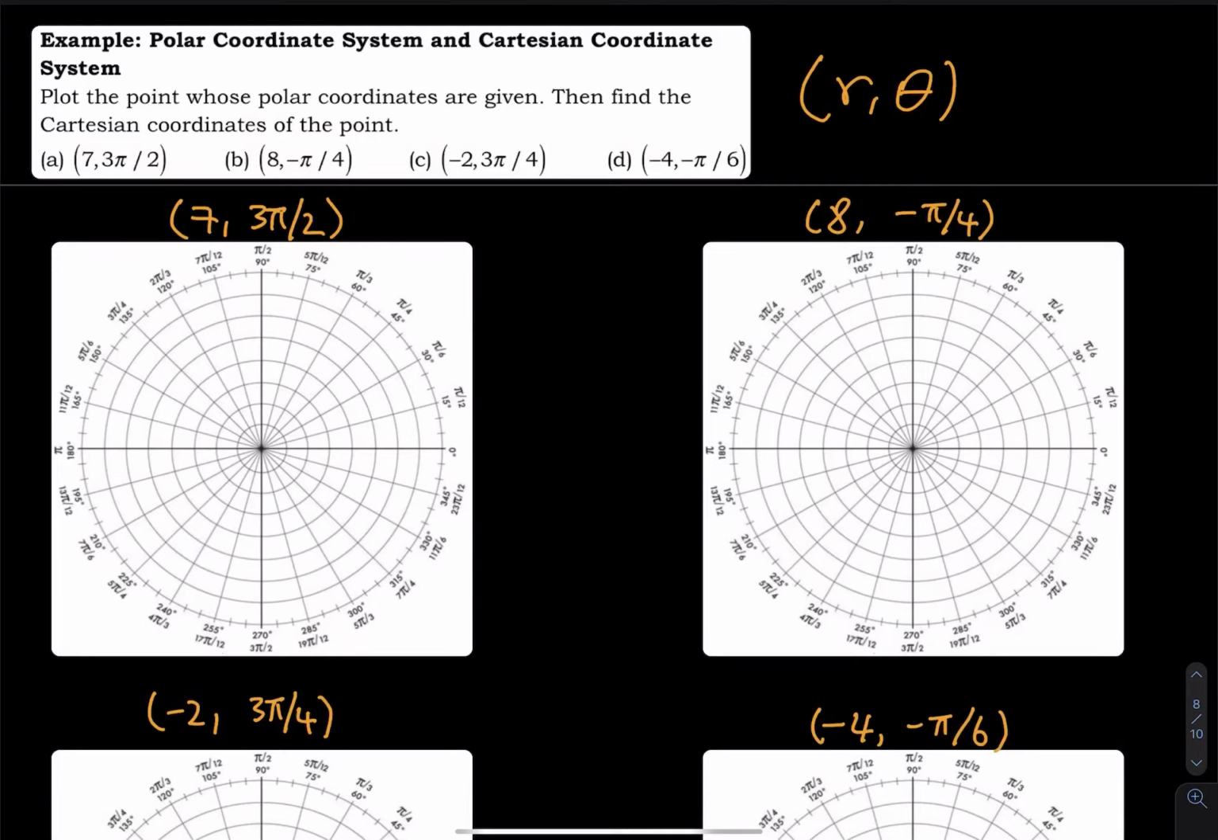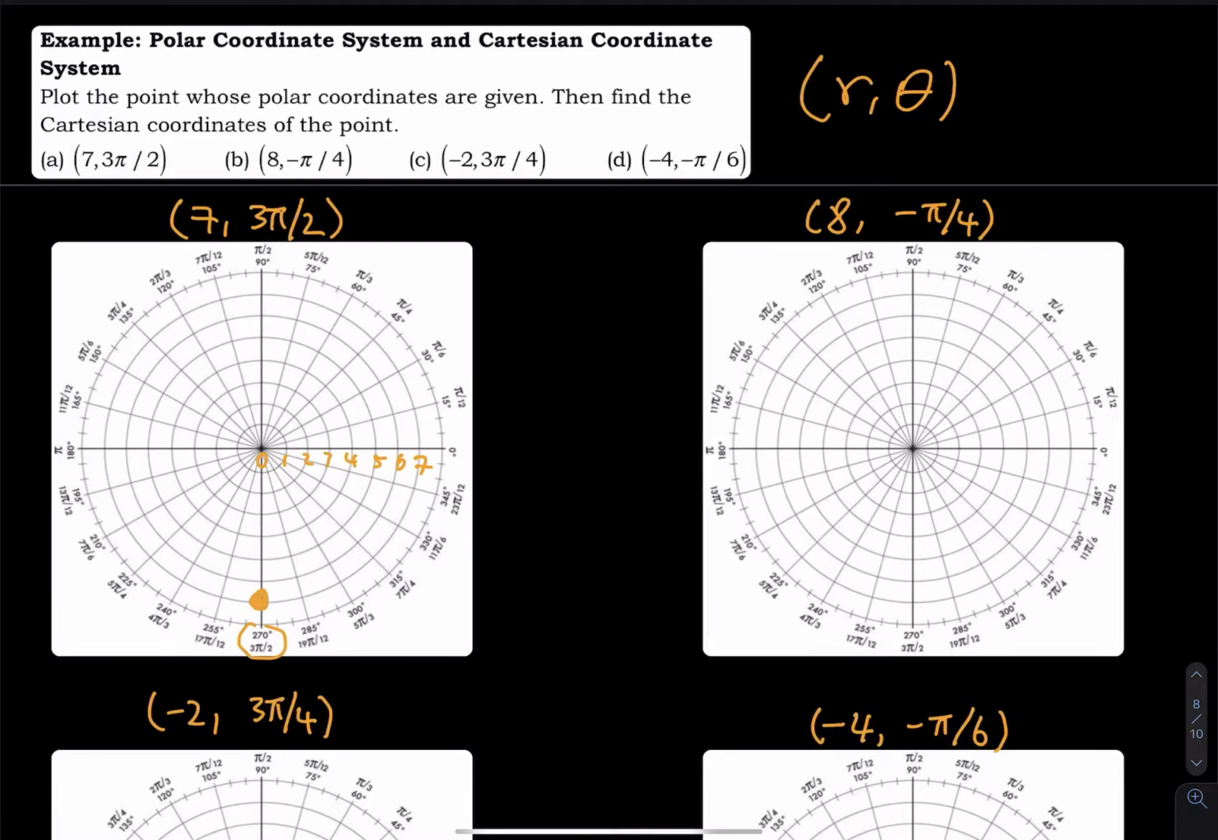Plot these 4 polar points and then convert the polar coordinate to rectangular coordinate, which is Cartesian coordinate. So first one is 7, 3 pi over 2. So 7 is r. So 0, 1, 2, 3, 4, 5, 6, 7. 3 pi over 2 is right there. So we have a point starting at 7 and then we spin 270 degrees and then we stop right there. Get rid of that.